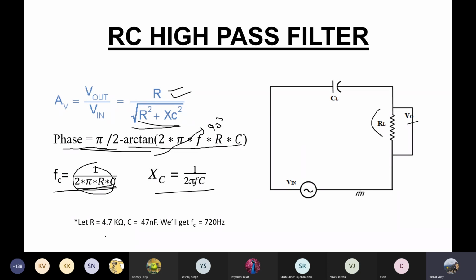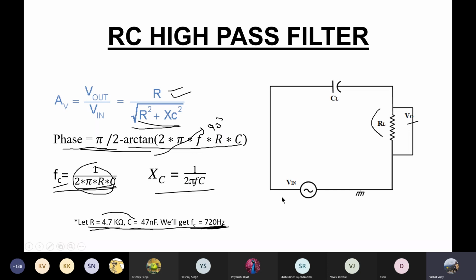And for illustrative purposes, I have taken the value of resistance equal to 4.7 kilo ohms and capacitance equal to 47 nanofarads. When we plug in these two values in this formula, we will get a cutoff frequency of something like 720 hertz. All right, this value I will use in the VLab experiment, so just keep this in mind. These are pretty much practical values commonly used. So that's why I have used these two values, and we get a cutoff frequency equal to 720 hertz.